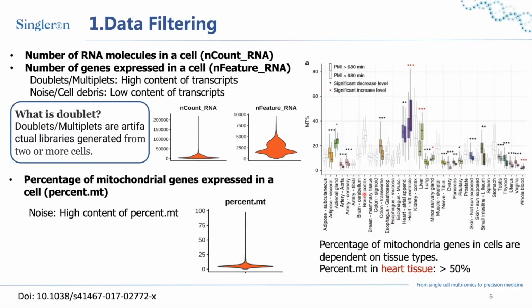So I would suggest you check these types of parameters by visualizing them in violin plots to see the distribution, in case you filtered out too many cells for the downstream analysis.